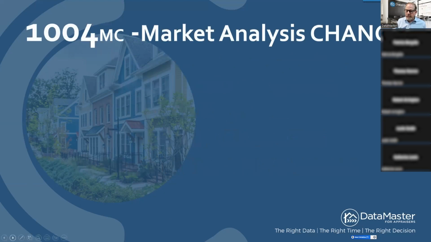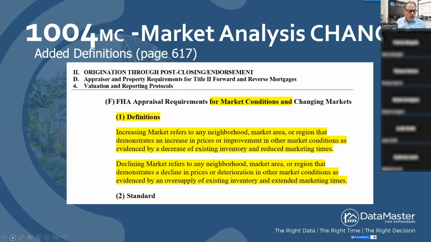So many of you may have seen something relating to the fact that we no longer are required to include the 1004 MC in our appraisals for FHA. You may still have a client, a lender, an investor who may want that 1004 MC, and we provide that for you, but it's no longer required. And on page 617 of 4000.1, they added these definitions.